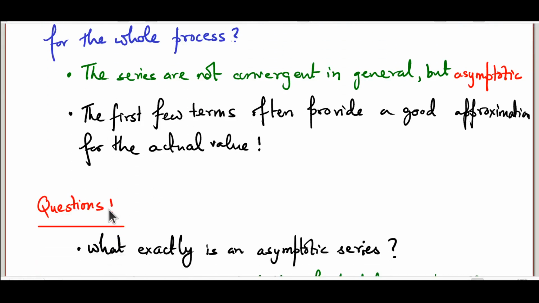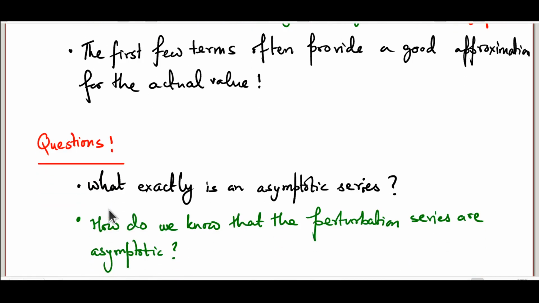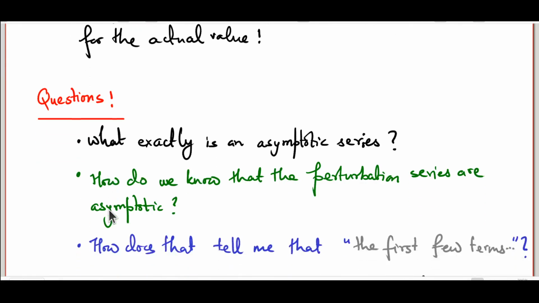The first question that should be asked, given the fact that asymptotic series are not really part of standard mathematical training, at least in elementary level physics courses, is what exactly is an asymptotic series? And secondly, how do we know that the perturbation series that we get using this procedure is actually asymptotic? And finally, how does the fact that the series is asymptotic tell us that the first few terms of the series should be good enough to give me a good estimate of the actual value?